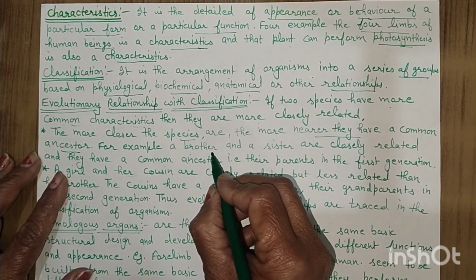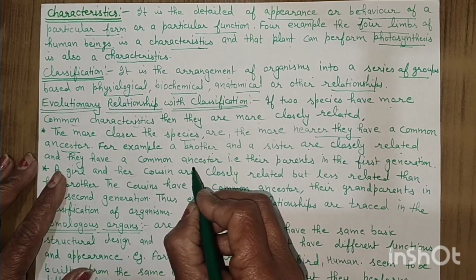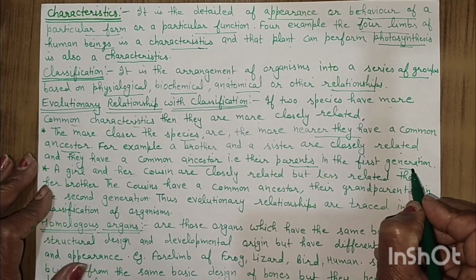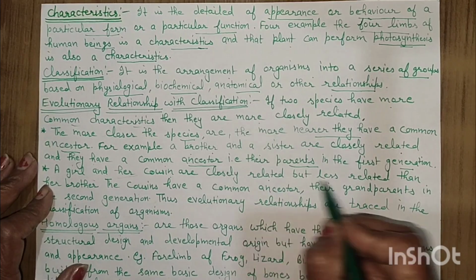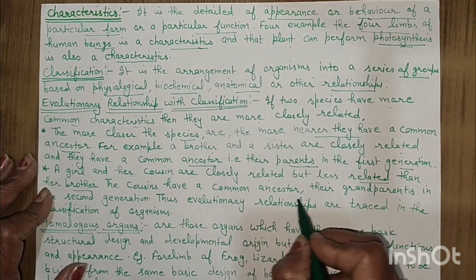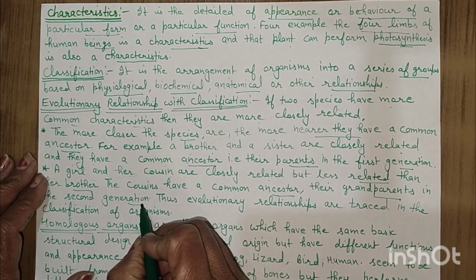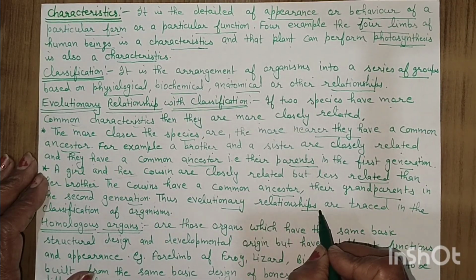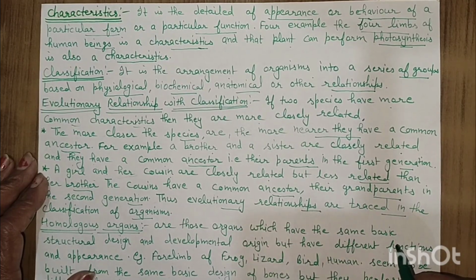For example, a brother and a sister are closely related and they have a common ancestor, that is, their parents in the first generation. A girl and her cousin are closely related but less related than her brother. The cousins have a common ancestor, their grandparents in the second generation, but their parents are different. Thus, evolutionary relationships are traced in the classification of organisms.